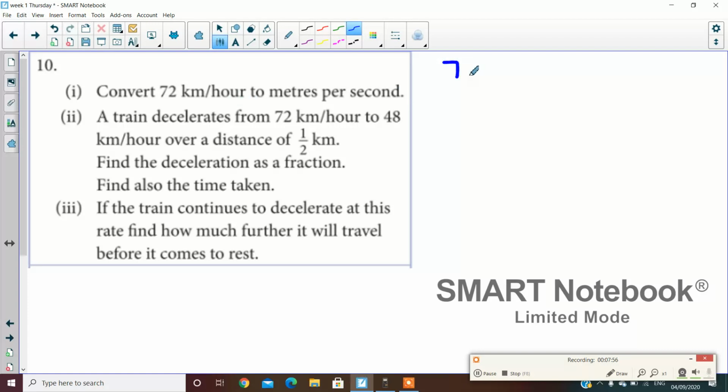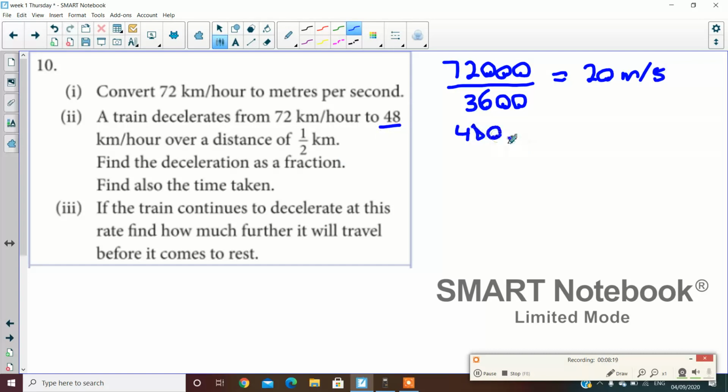72 kilometers is 72,000. An hour is 3,600 seconds. And we get 20 meters per second. Great. Likewise, 48 kilometers an hour is 48,000 divided by 3,600. Pretty sure that's 15 meters per second.